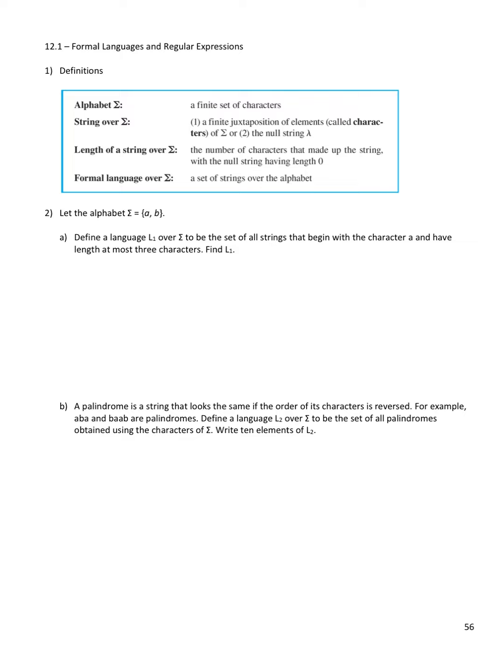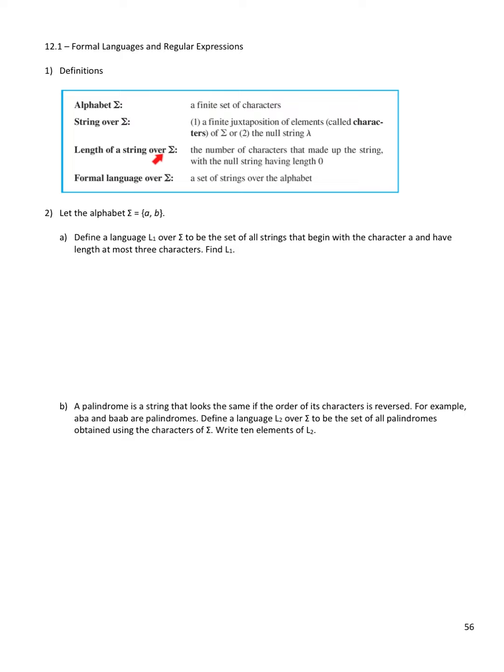An alphabet, which we notate sigma, is a finite set of characters. A string over sigma could be a finite juxtaposition of elements called characters. So we have a finite list of characters, or the null string, which we call lambda. So the null string is just a string with no elements in it.